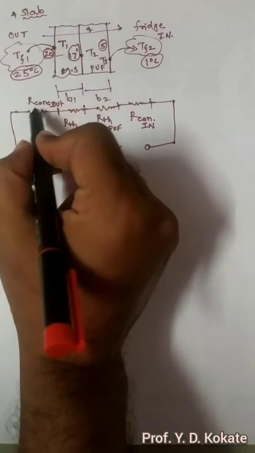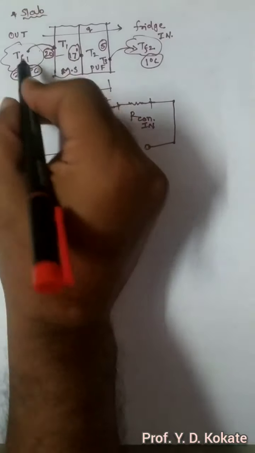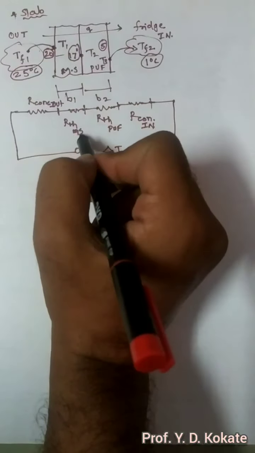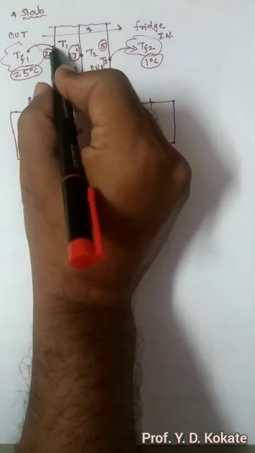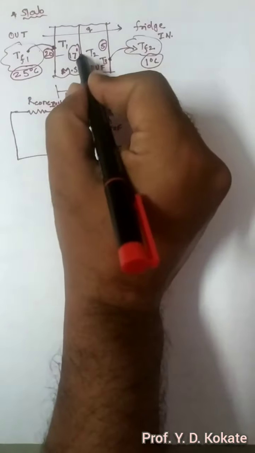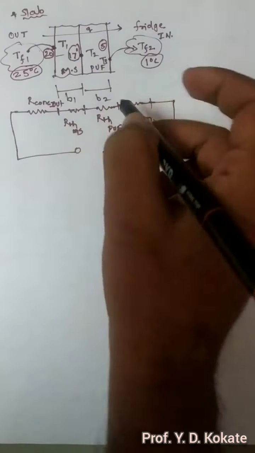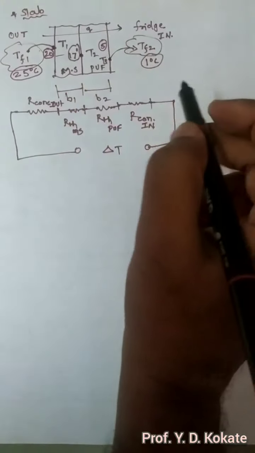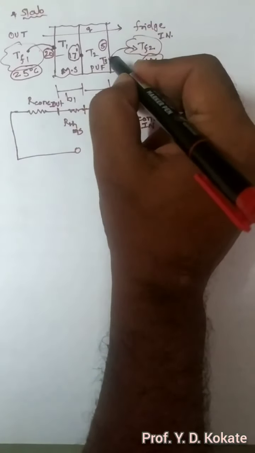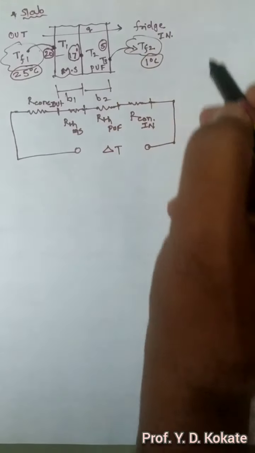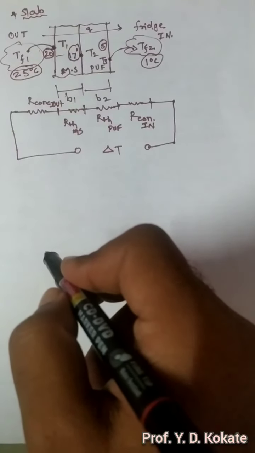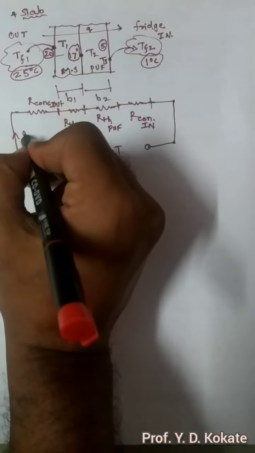Now once again I repeat, this R convection out is due to the temperature difference between TF1 and T1. This RTH MS is due to the temperature difference between T1 and T2. This RTH puff is the resistance offered for the temperature difference between T2 and T3, and R convection in is the resistance offered for the temperature difference between T3 and TF2, which is the inside refrigerator temperature. Now Q amount of heat gets transferred.